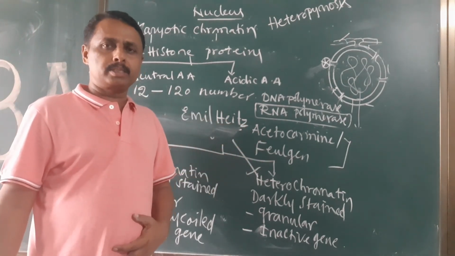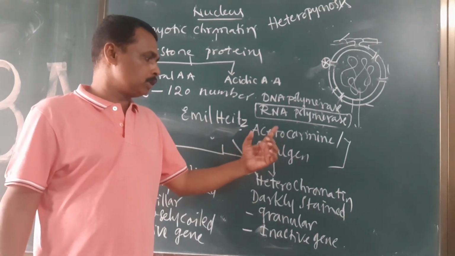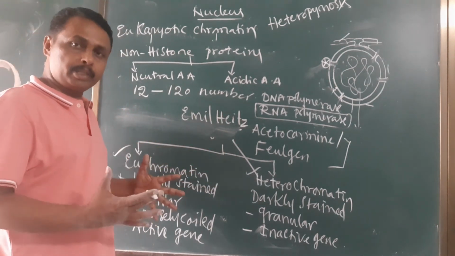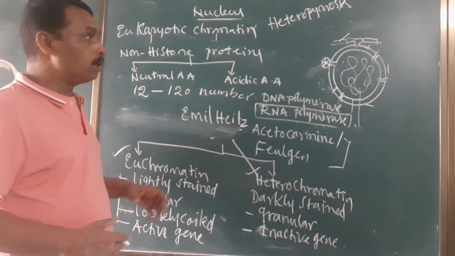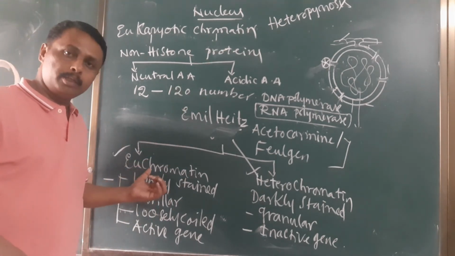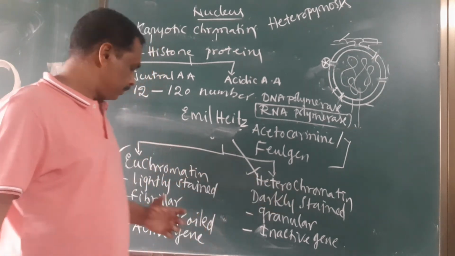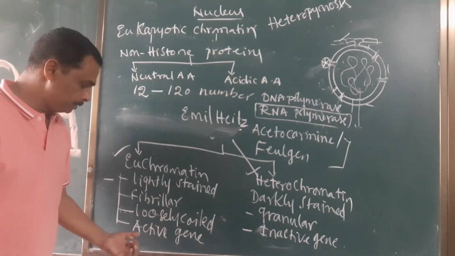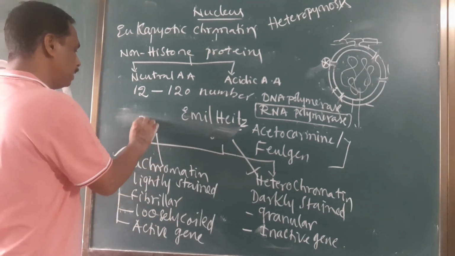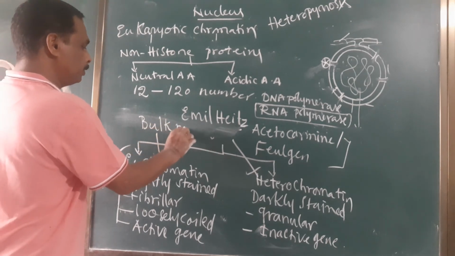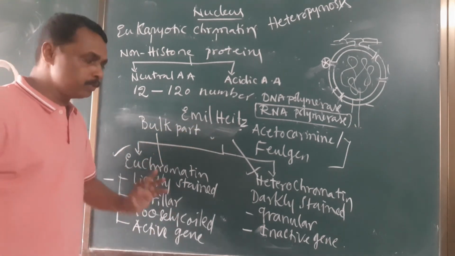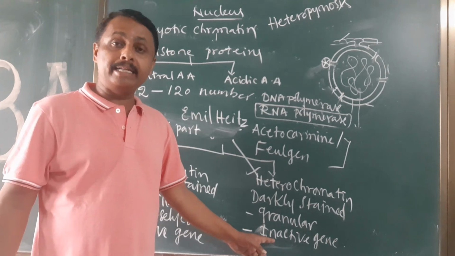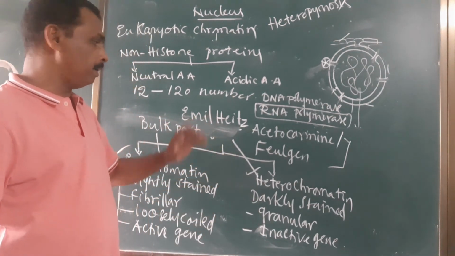Robert Feulgen gave a staining material, which is called acetocarmine, and the Feulgen reaction. Because of this reaction, we can see two distinctive regions in the chromatin, which is called heteropycnosis. One is called euchromatin, the other one is called heterochromatin. Euchromatin is the lightly stained, fibrillar, loosely coiled, larger bulk part of chromatin, and it contains active genes. But heterochromatin is a darkly stained granular part, and it contains inactive genes. The term heterochromatin was given by Emil Heitz.